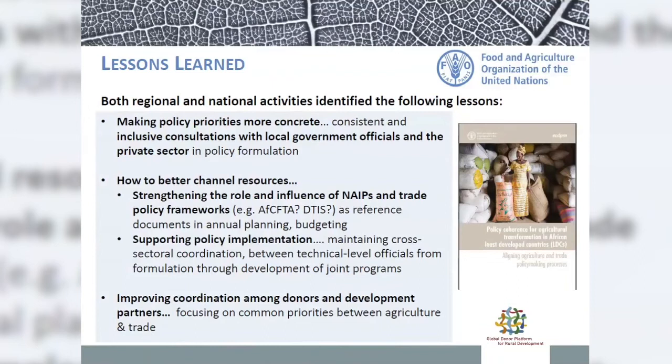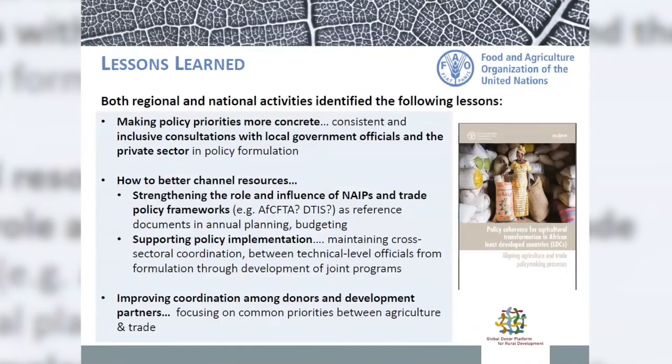And one way in which to make them more concrete is to promote more inclusive consultations with local government officials and with the private sector in policy formulation. This is something that we heard several times in each of the countries in our consultations, that often the consultations at the local levels are somewhat weak and don't get reflected adequately in the policy priorities.